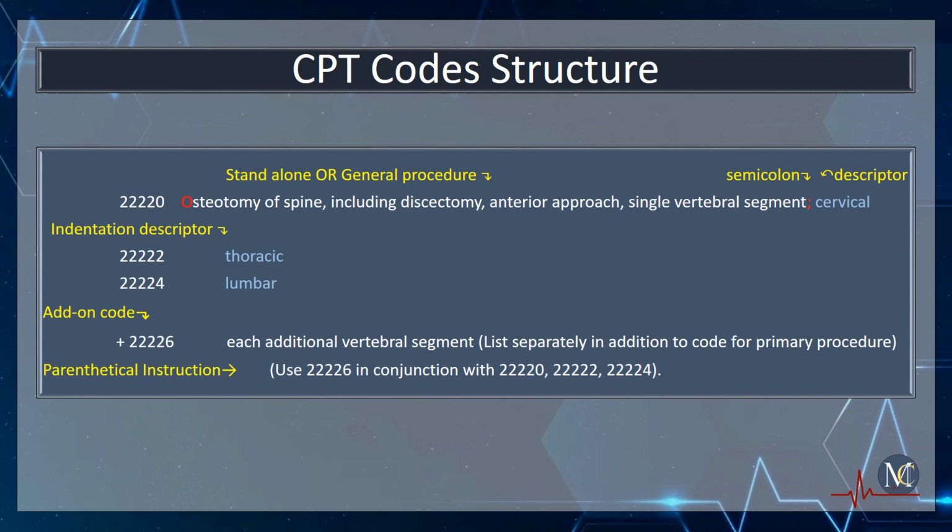Let's focus on primary code. Taking the example of osteotomy of the spine, the first primary code is 22220 with a code description: osteotomy of spine including dissectomy, anterior approach, single vertebral segment, cervical. The second primary code is 22222, osteotomy of spine including dissectomy, anterior approach, single vertebral segment, thoracic. Primary code 22224 is with the same description but specific for lumbar region.